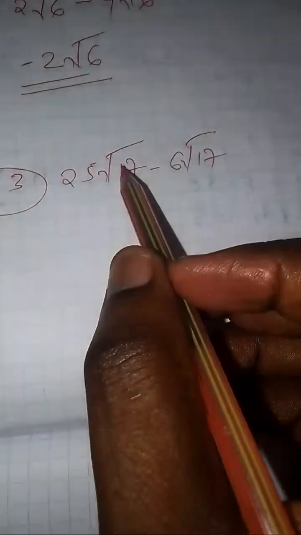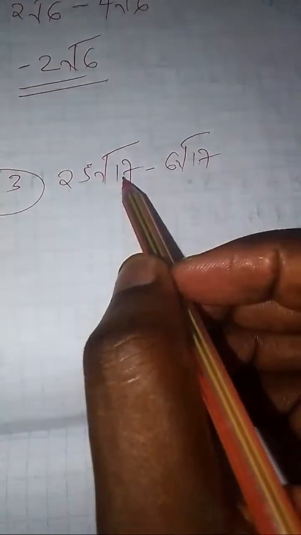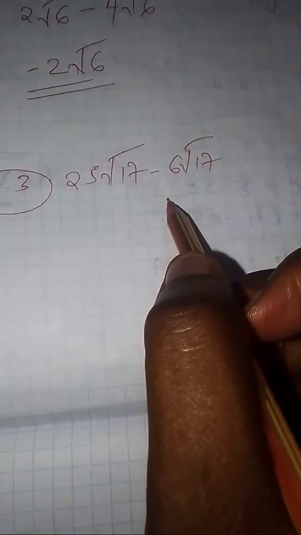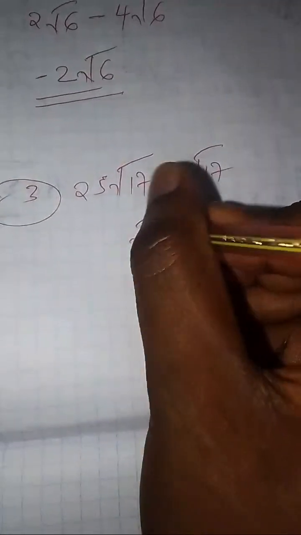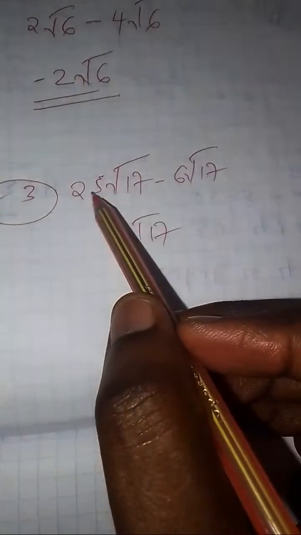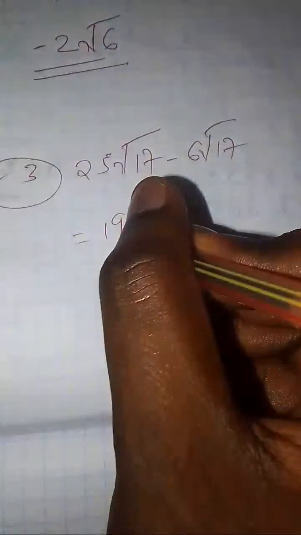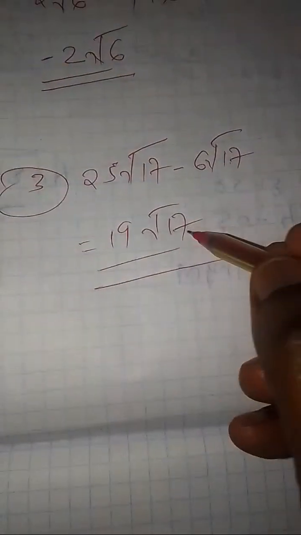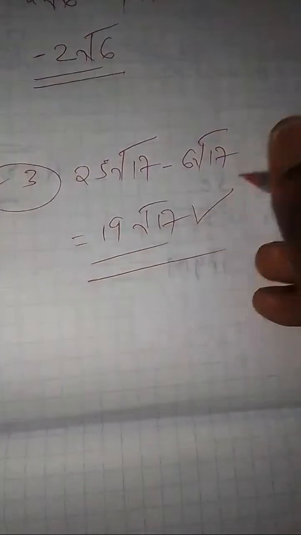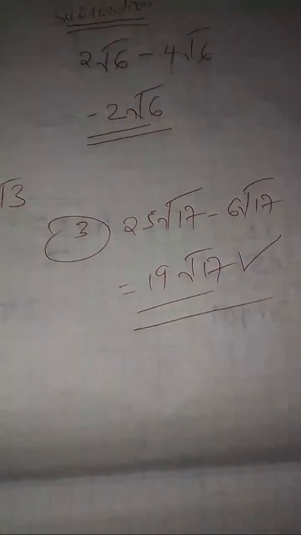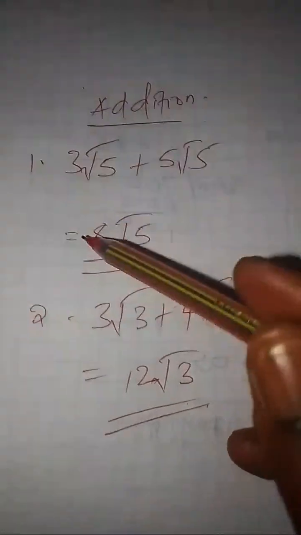So our roots are the same. We don't subtract root 17 from root 17 and then write 0. No. In case the roots are the same, you simply write that root. Now we shall have root 17. So what is left? We subtract the numbers outside the root. That is 25 subtract from 6, we shall have 19. So the answer is 19 root 17. And that one now becomes our answer.